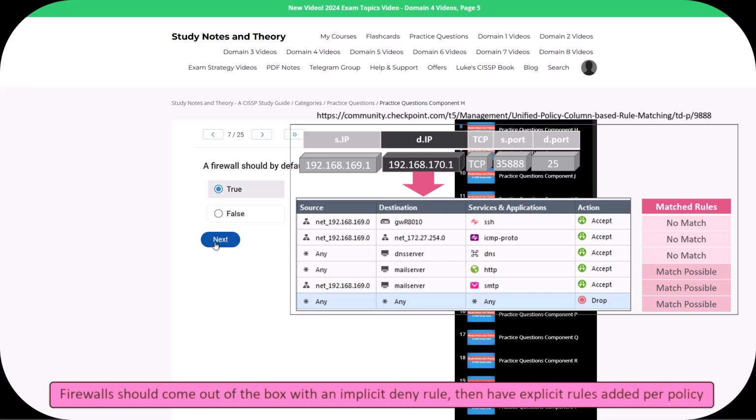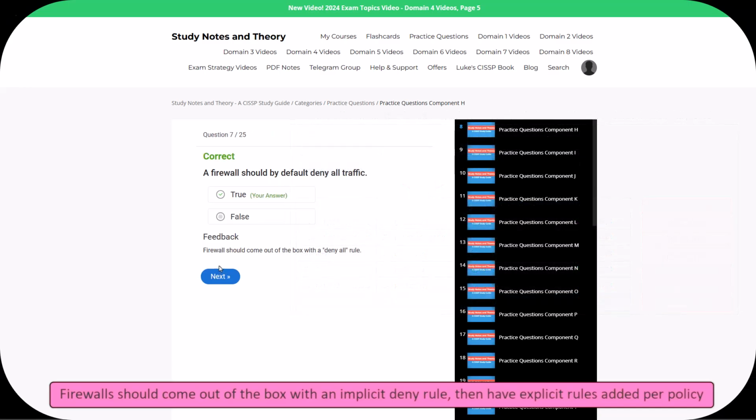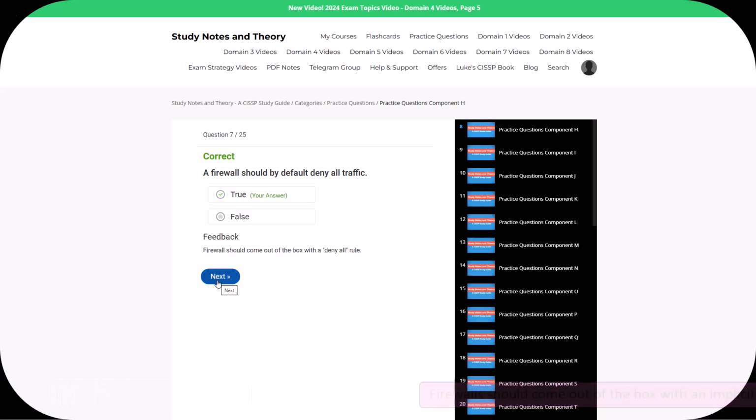So this is true 100%. If this winds up being false, I will shut down my website. Okay, it's true. A firewall should come out of the box with a deny all rule. Phew. I mean, what else could it be? You know what I mean?